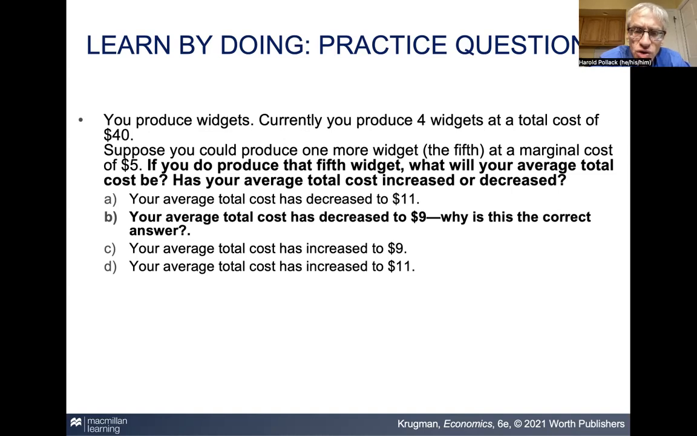Now my average total cost is coming down, because notice when I produced 4 widgets for $40, my average cost per widget was 40 divided by 4, which is $10. But because the marginal cost of producing the 5th widget was only $5, it's pulling the average down. It pulled it from 10 to 9.